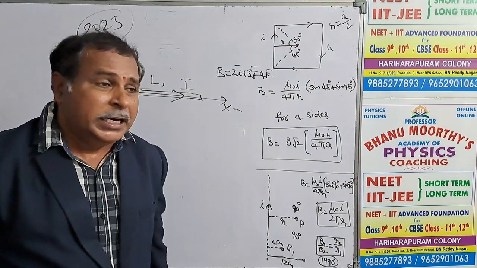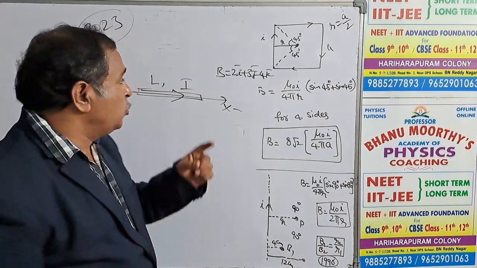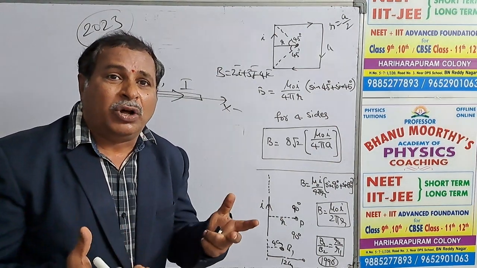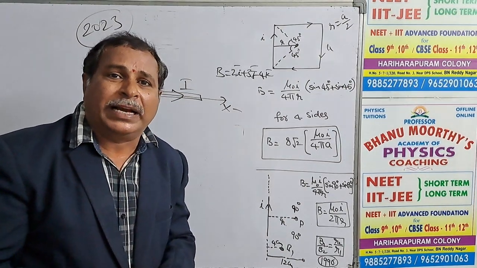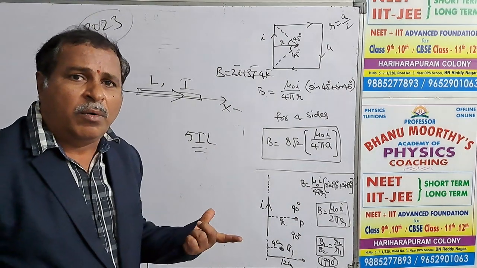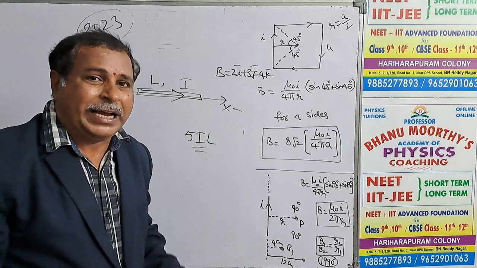The question is: the wire is placed along the x-axis. This question was asked in 2023. What is the force acting on the conductor? What is the magnitude of force acting on the conductor? The answer is 5IL, the magnitude of the magnetic force acting on the conductor.